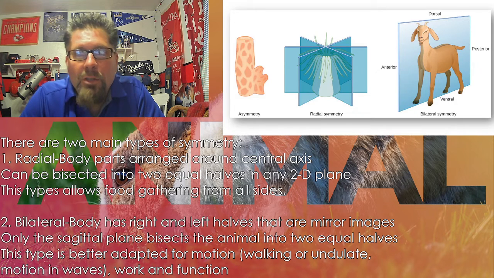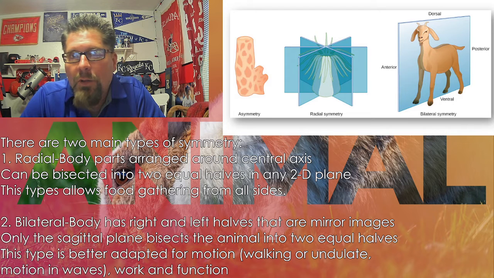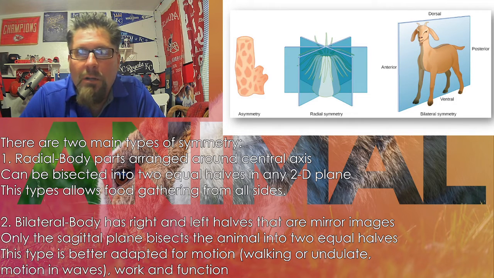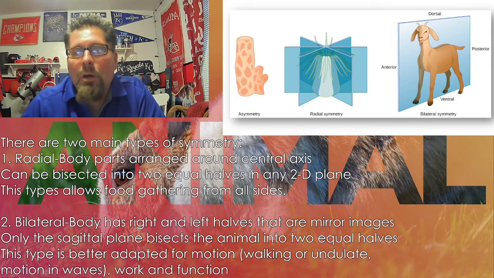The bilateral does a much better job as far as work and functionality and getting things done, especially movement. Even if it's something crazy like the undulant movement, movement created by making waves, like a snake would move, or an eel, or see who else moves like that. But anyway, that's the idea that bilateral is a much more motion-oriented, work-oriented type of body plan.